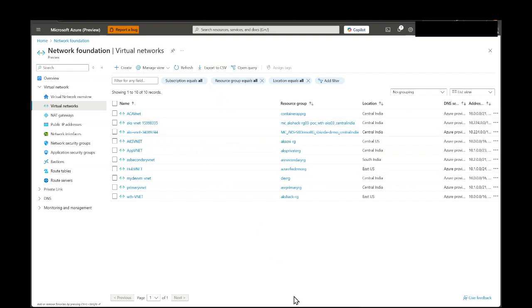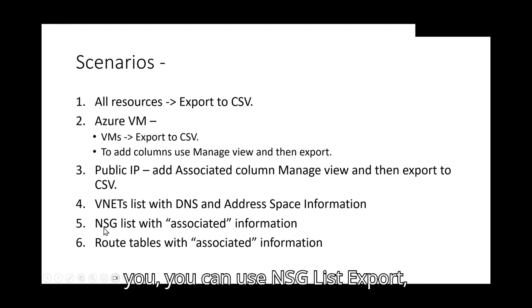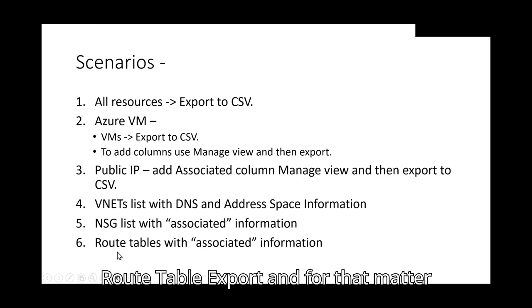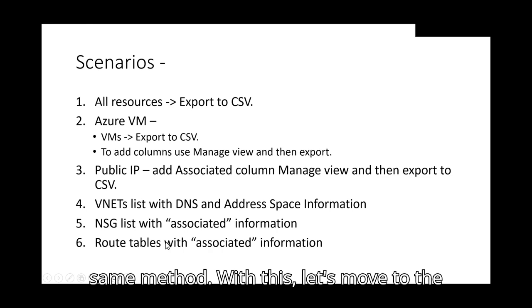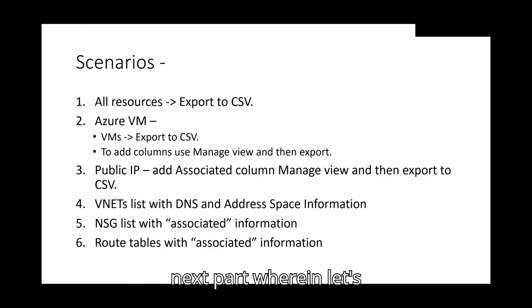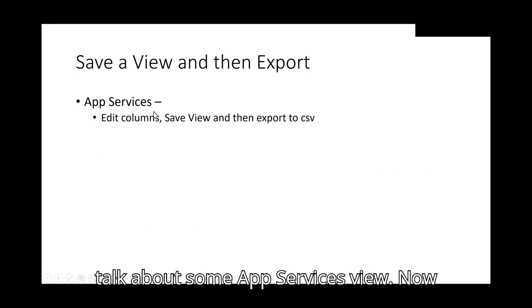Let's move to next. By using the same steps that I have shown you, you can use NSG list export, route table export, and for that matter, any resource type export to CSV using the same method. With this, let's move to the next part, wherein let's talk about some app services view.